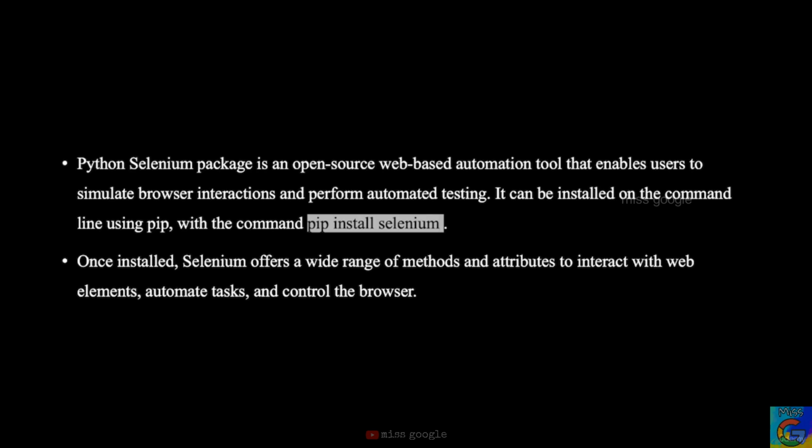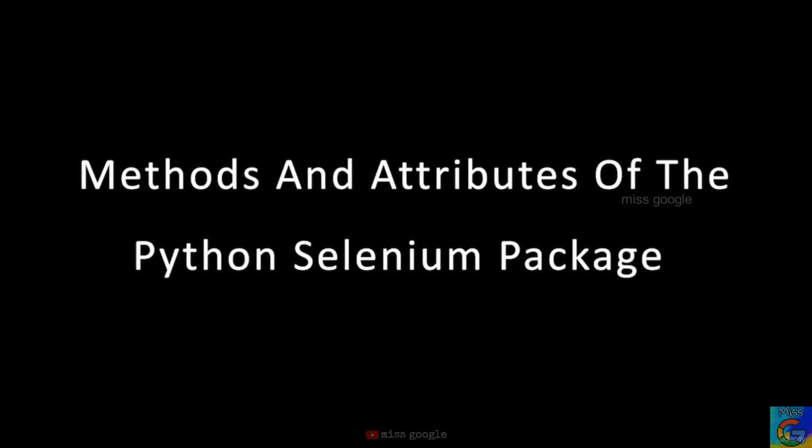Now, the WebDriver is the primary interface used to control a web browser. As we talked about earlier, it provides a set of methods that allow users to navigate to web pages, interact with elements, and control the browser behavior. Now, let's look at all the methods and attributes of the Python Selenium package.